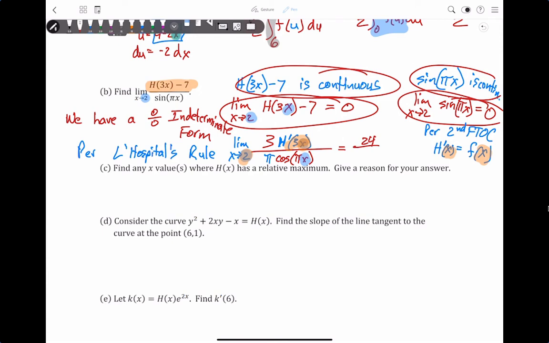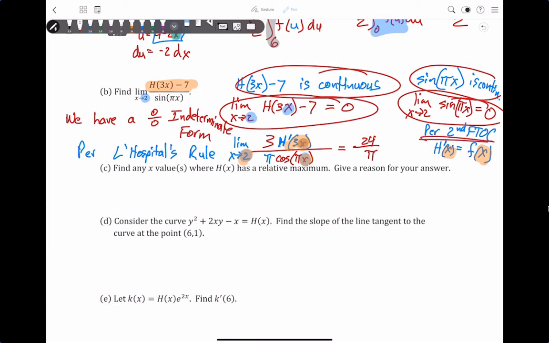So far, not 0. So maybe we don't have a 0 over 0 form anymore, and we're going to have our answer here shortly. So now we're going to plug in 2 for the denominator piece right here. Cosine of 2 pi, what is the x value at 2 pi radians? That's going to be 1. Multiplied with pi, you get 24 over pi. So 24 over pi is going to be the answer.